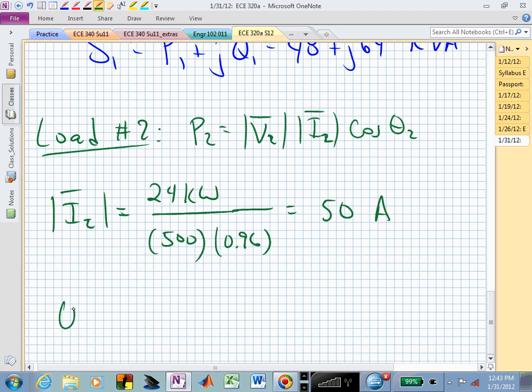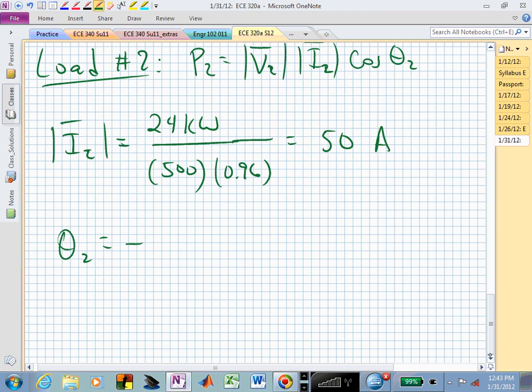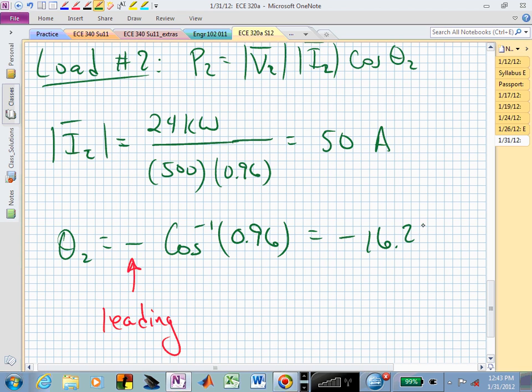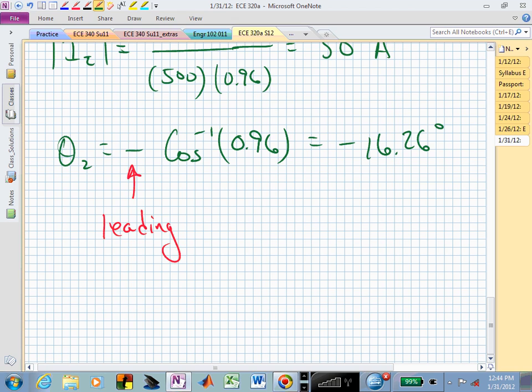Theta sub 2, what's its sign? It was leading, and for that reason, we can put that minus sign into our expression. This is now the inverse cosine of 0.96, and that ends up being minus 16.26 degrees. Not a real big angle, so we're not using that much reactive power in this particular second load.